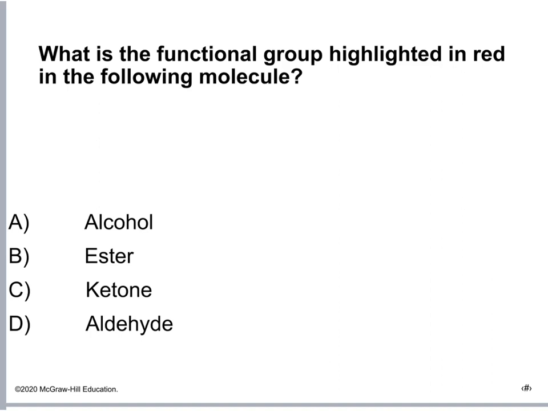Okay, what is the functional group highlighted in red in the following molecule? But I don't have a structure on here, do I? Here it is. Okay, the structure did not convert over. I will draw that for you.